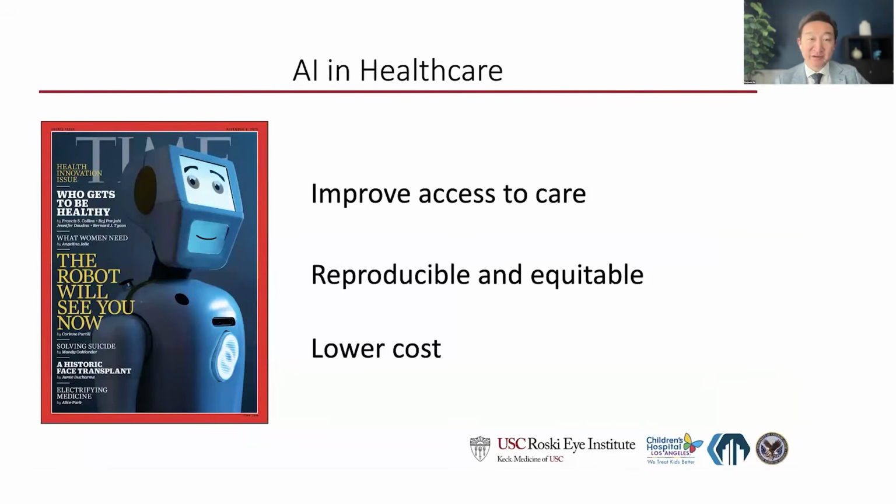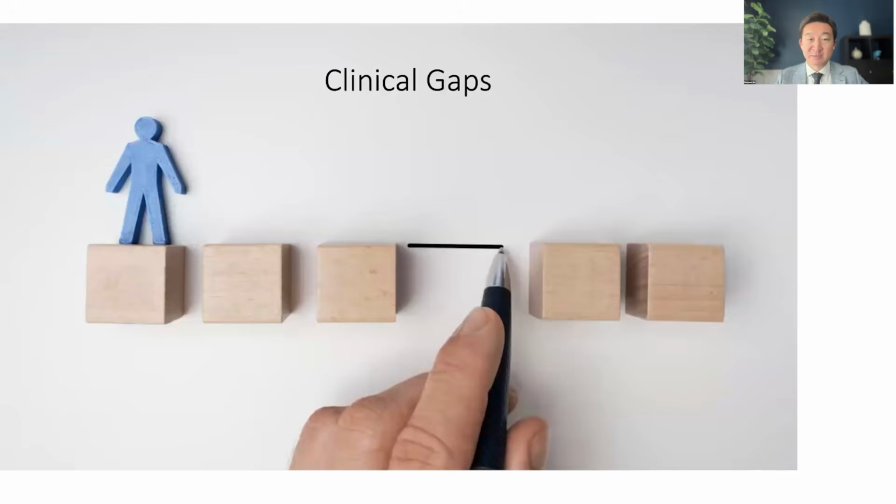However, here we're talking about AI in healthcare, and the implications of the technology are quite clear. We hope that AI can help us improve access to care, provide more reproducible and equitable care, and hopefully also lower the cost of care, especially as the number of patients that we have to take care of is rapidly increasing. And so in order to harness this technology, which is just a tool, we have to identify clinical gaps and apply this technology to fill those gaps.